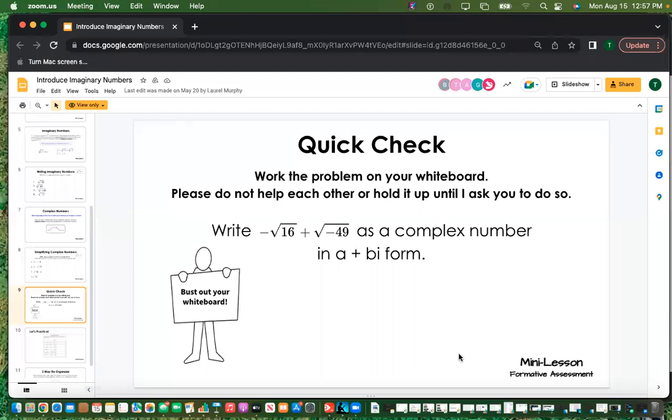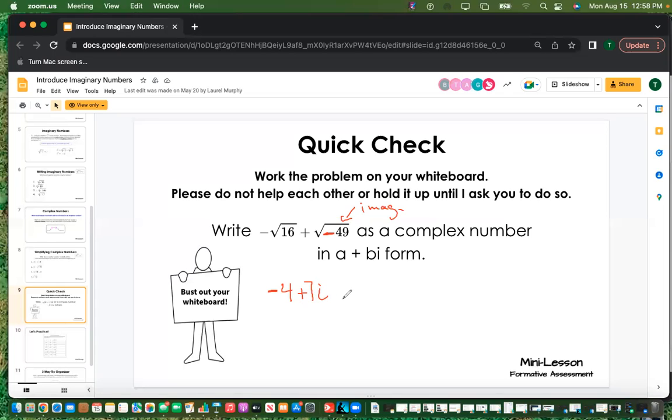Which is going to be the real part? The first one, right? And the reason why is because that negative underneath the radical is going to make this imaginary. So for this first part, what's the square root of 16? 4. So we're going to have a negative 4. For the imaginary part, we know that we're going to pull out an i. And what's the square root of 49? Okay, so we're going to have negative 4 plus 7i.